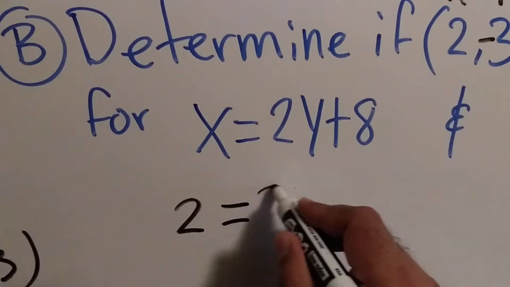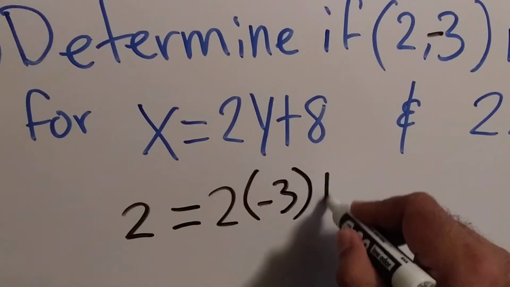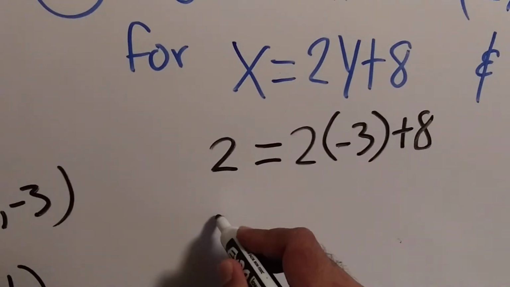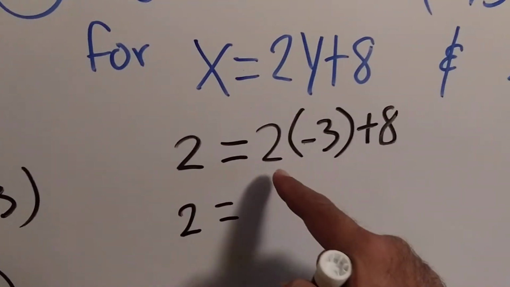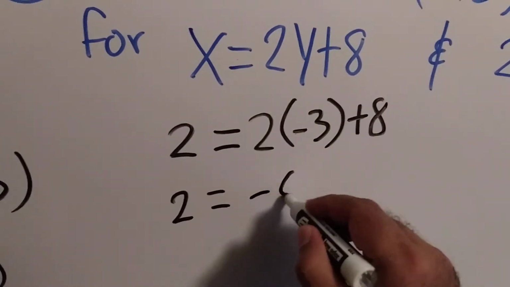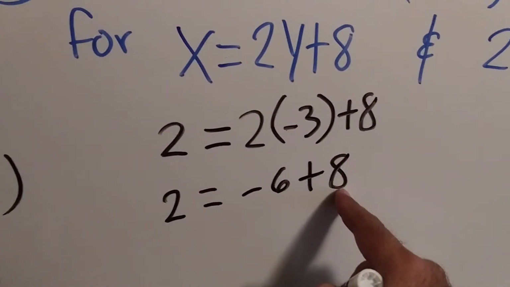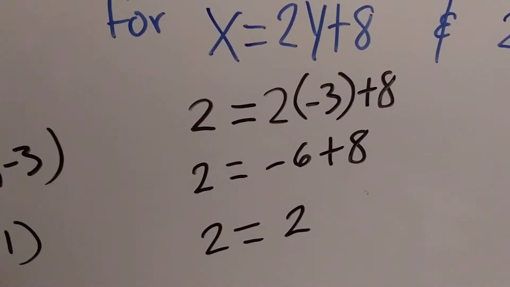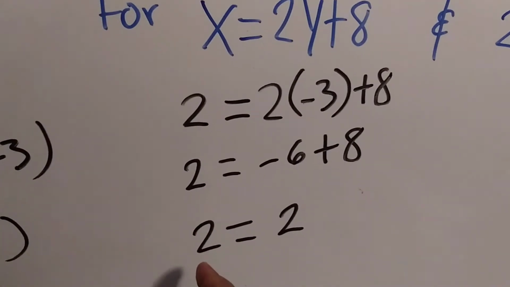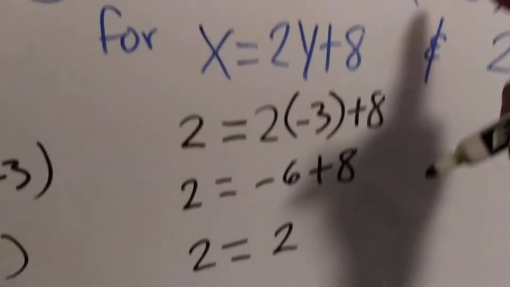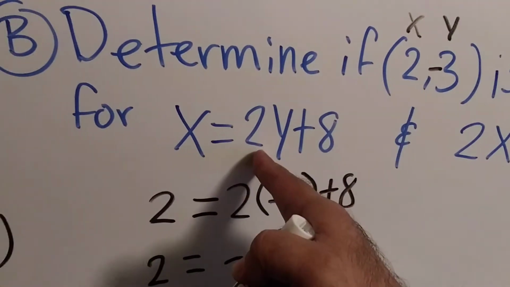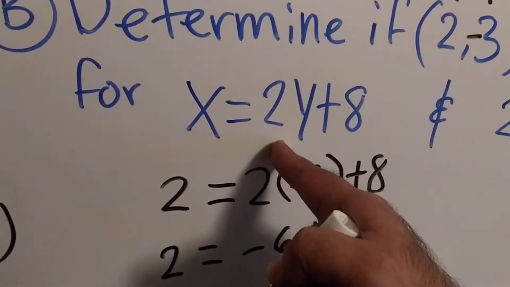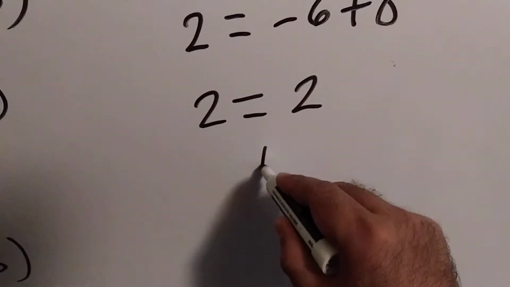So now we have 2 times negative 3 plus 8. So we're going to work out the problem. On the left hand side of the equal sign we have 2, and then 2 times negative 3 gives us negative 6 plus 8. Positive 8 take away 6 gives you 2, right? So that means that the left side of the equal sign is equal to the right side, and that ordered pair is a solution to this equation x equals 2y plus 8. So that's one solution that we found, right? So let's put a little check mark here that it does work.